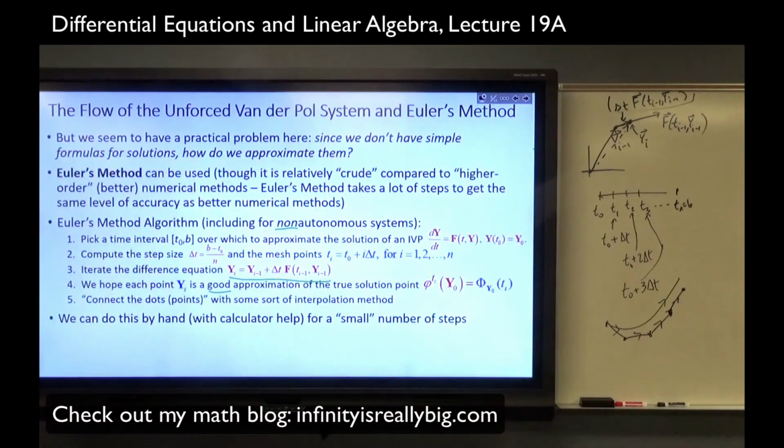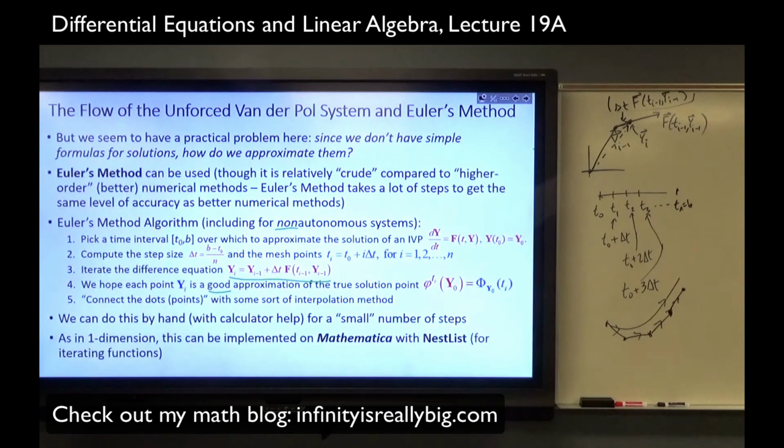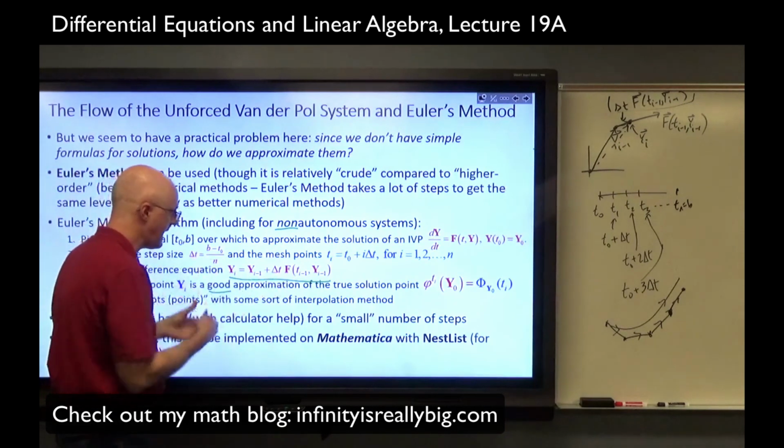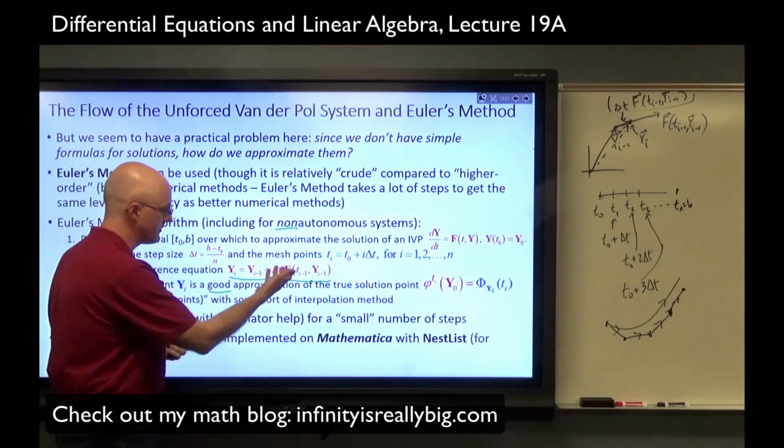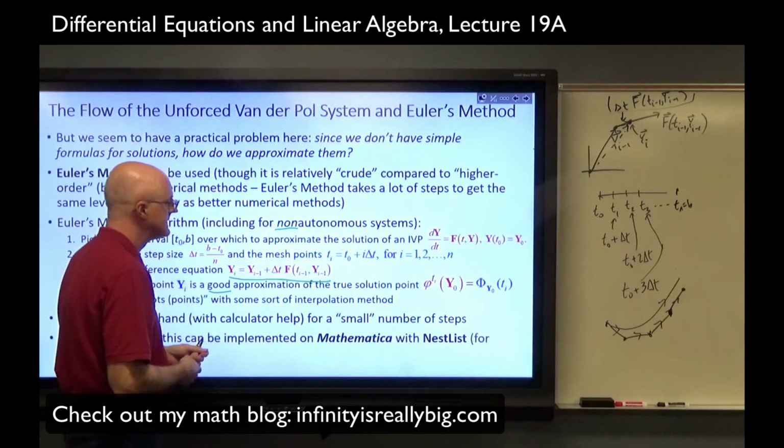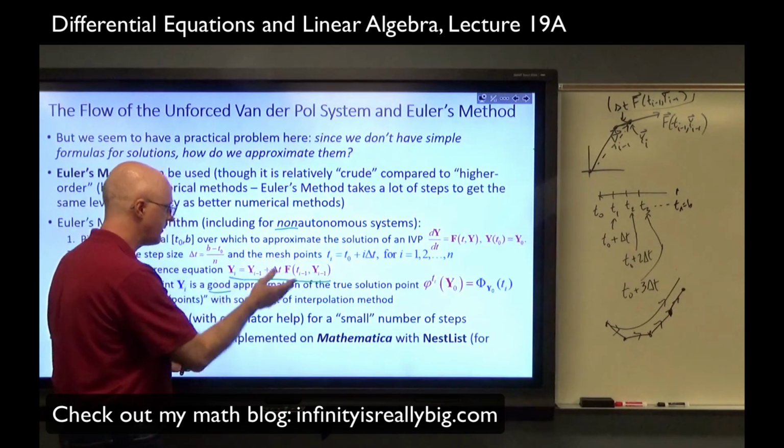We can do this by hand with calculator help for a small number of steps, like maybe 2. Or we can use Mathematica, for example, NestList to implement this. Time. I think I do want to finish here. It's fairly easy to apply by hand when you've got a calculator and a formula for boldface f. You just plug things in.